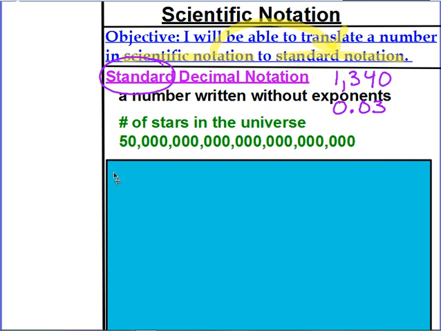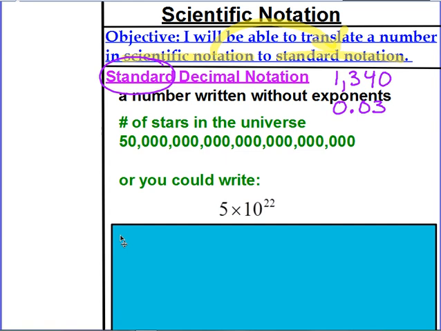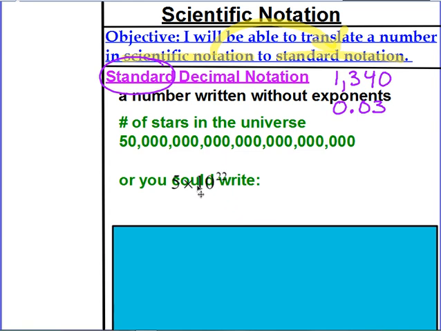A more convenient way would be to write that number like this. Okay, look at the size difference here. Believe it or not, this value here in green is equivalent to this value here. So one way is written in standard decimal notation, and one way is written in scientific. So you decide which would be easier if you were a scientist. Which way would you prefer? The standard way or the scientific way?